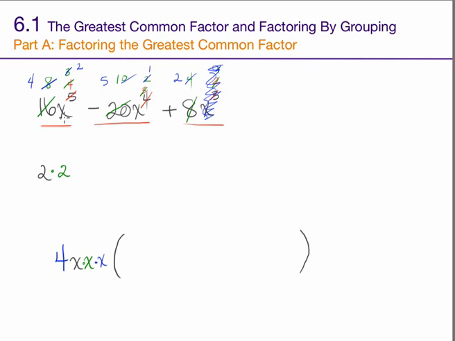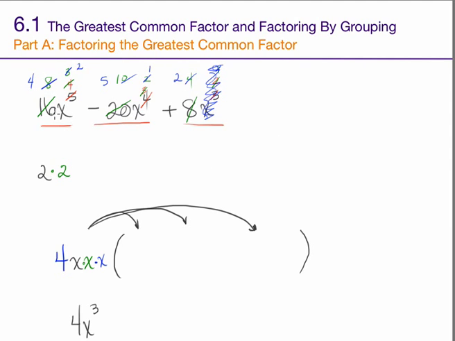Now that I've done that, not only have I found my greatest common factor, but I've also found, by undoing this, the thing that I multiplied that greatest common factor by to get my original expression. That is what's left up here.